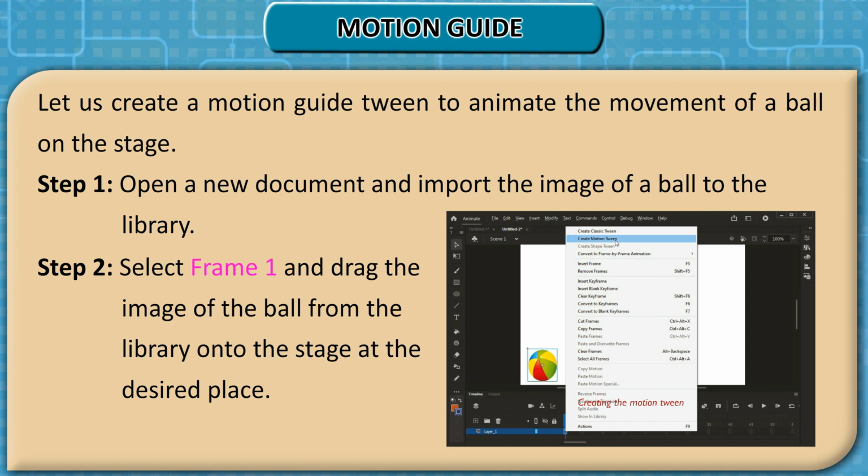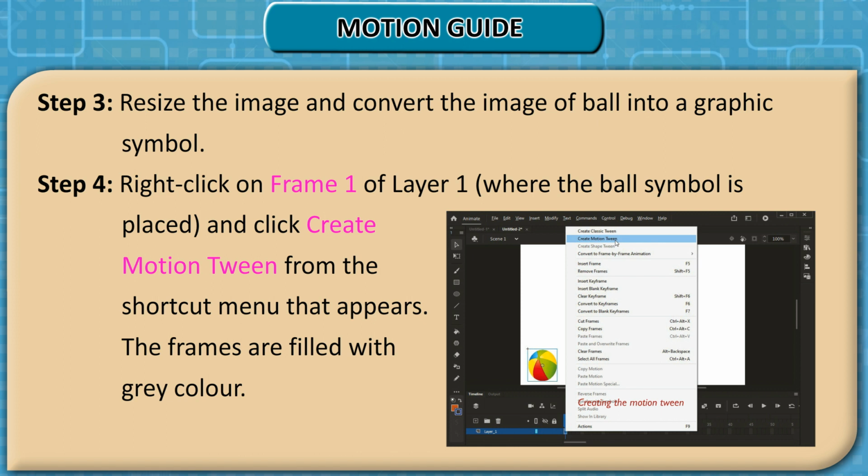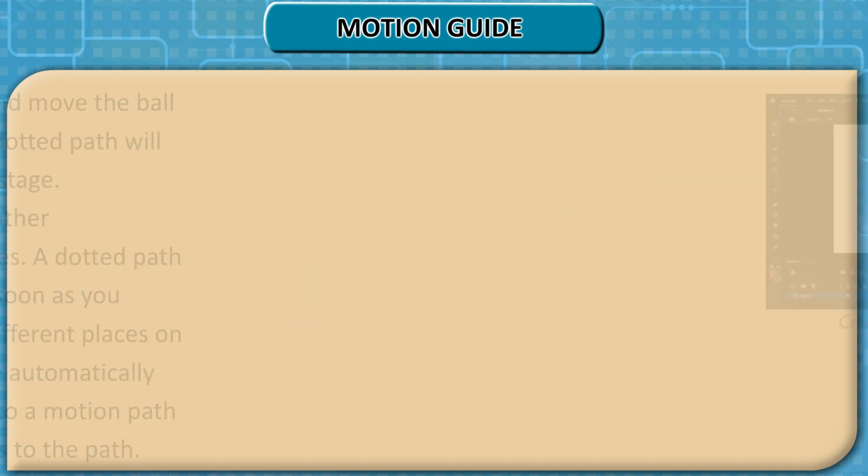Step 1. Open a new document and import the image of a ball to the library. Step 2. Select frame 1 and drag the image of the ball from the library onto the stage at the desired place. Step 3. Resize the image and convert the image of the ball into a graphic symbol. Step 4. Right-click on frame 1 of layer 1, where the ball symbol is placed, and click Create Motion Tween from the shortcut menu that appears. The frames are filled with gray color.